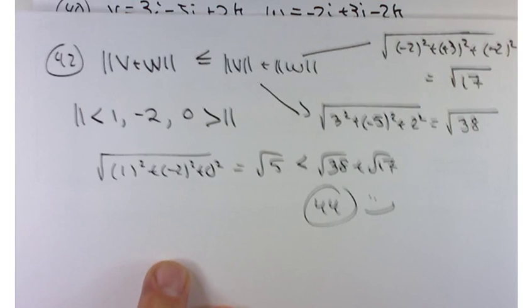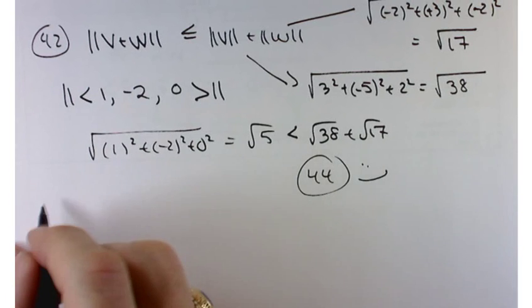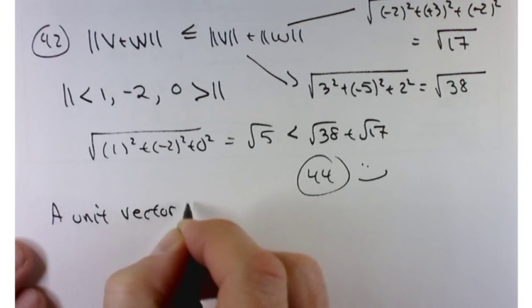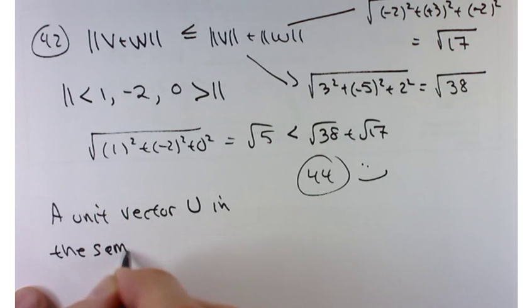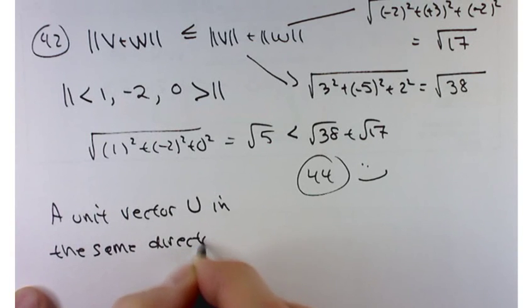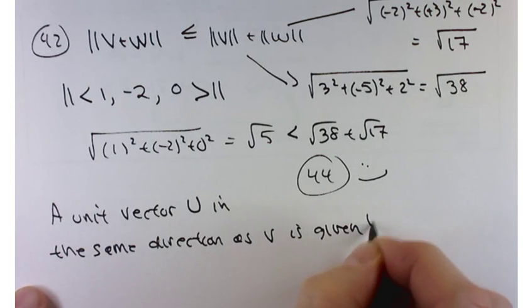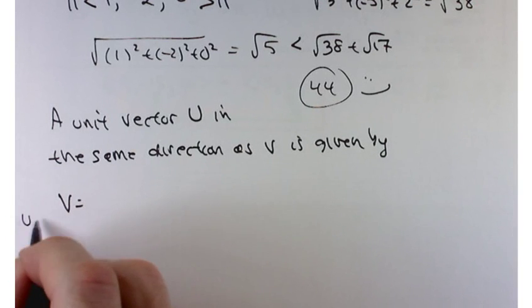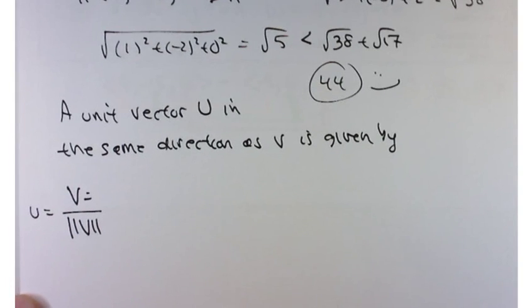Unit vectors in 3 dimensions work the same way as they did with 2 dimensions. Define a unit vector, call it u, in the same direction as v, is given by, does anyone remember? U equals v divided by the length of v. Basically, you're going to scale it.